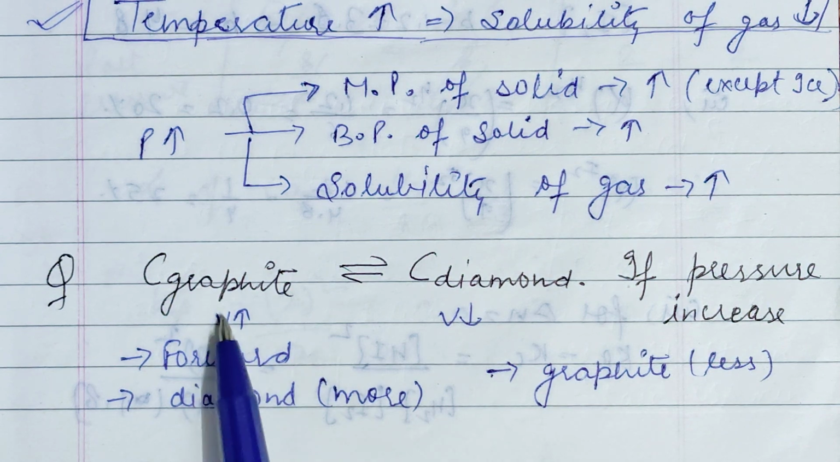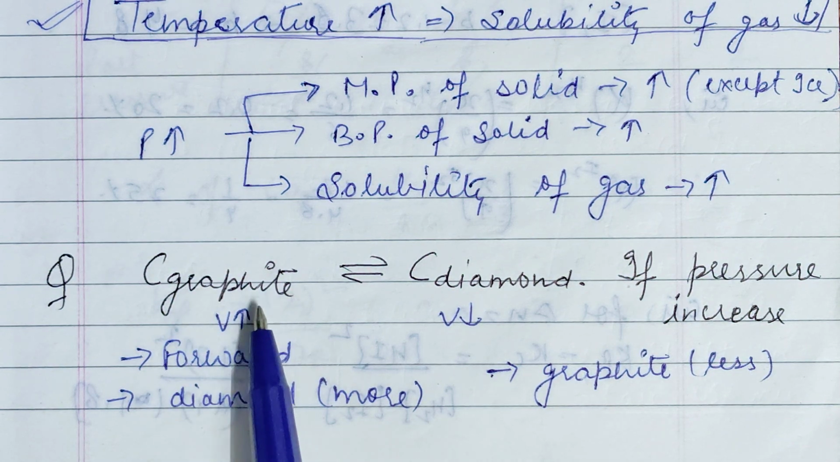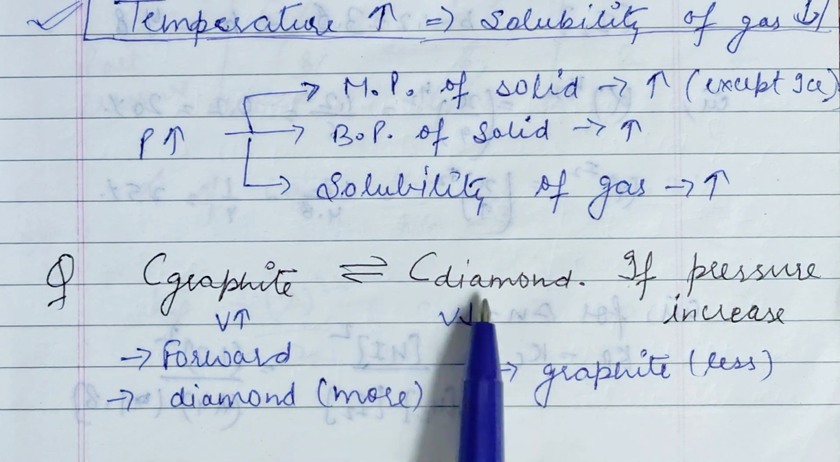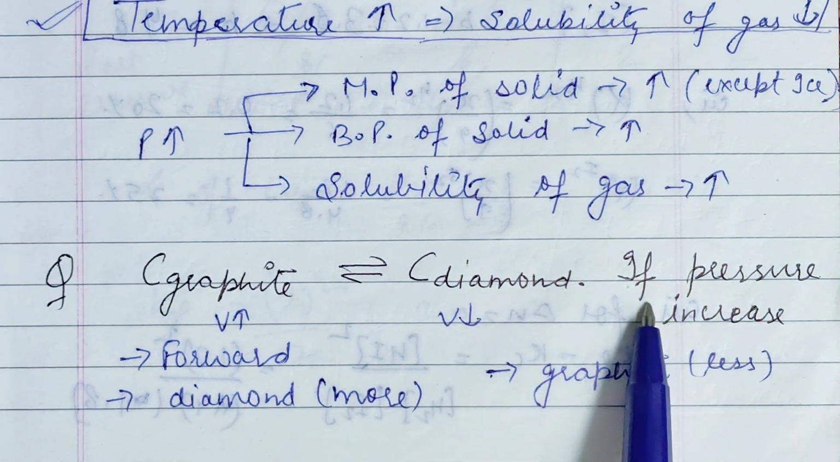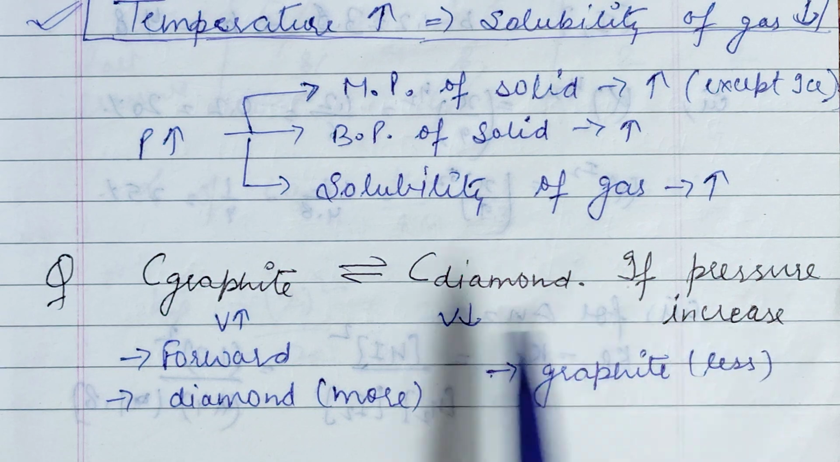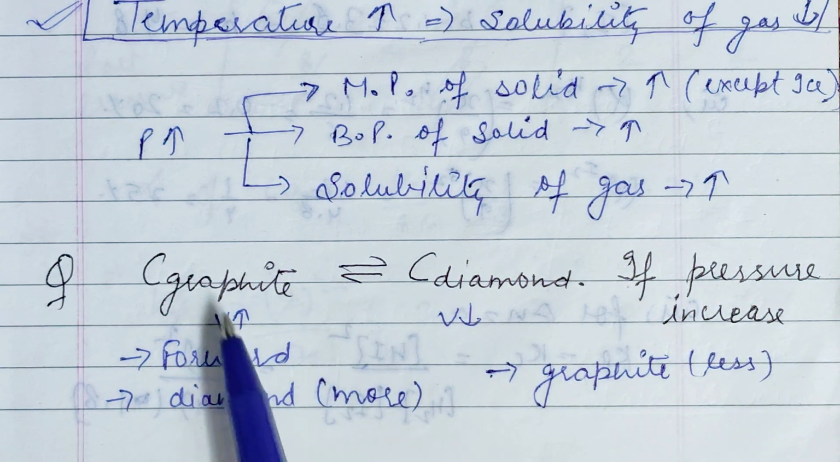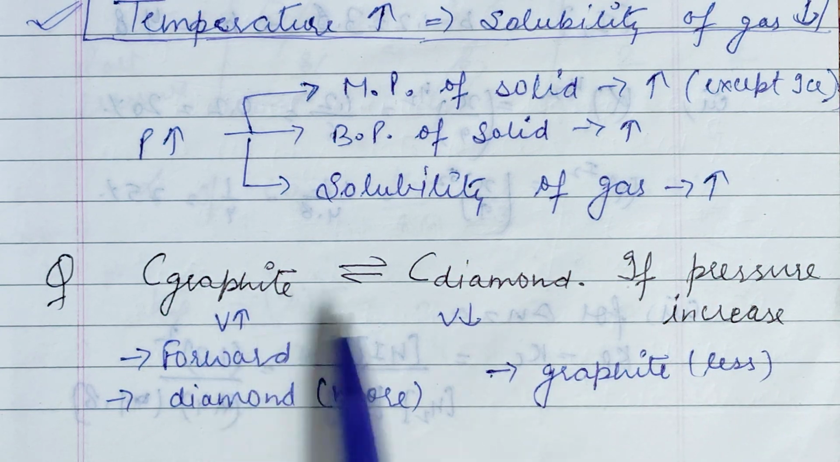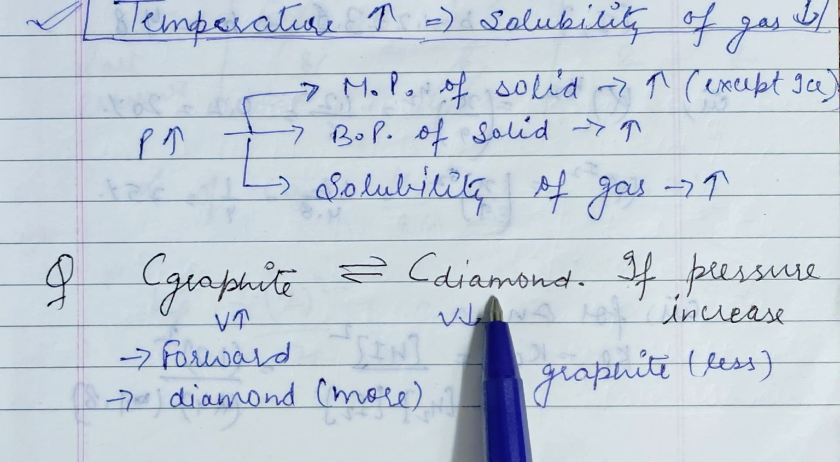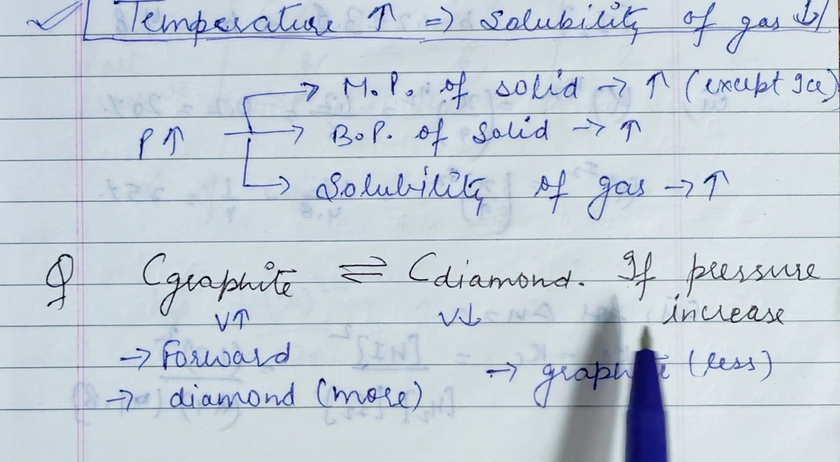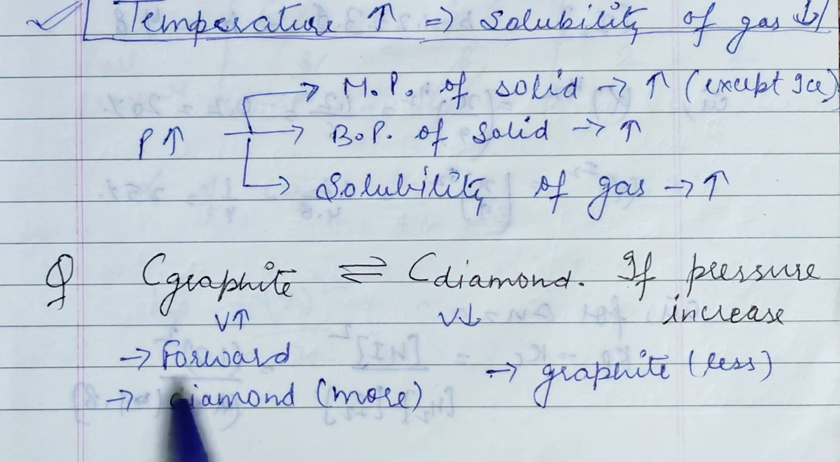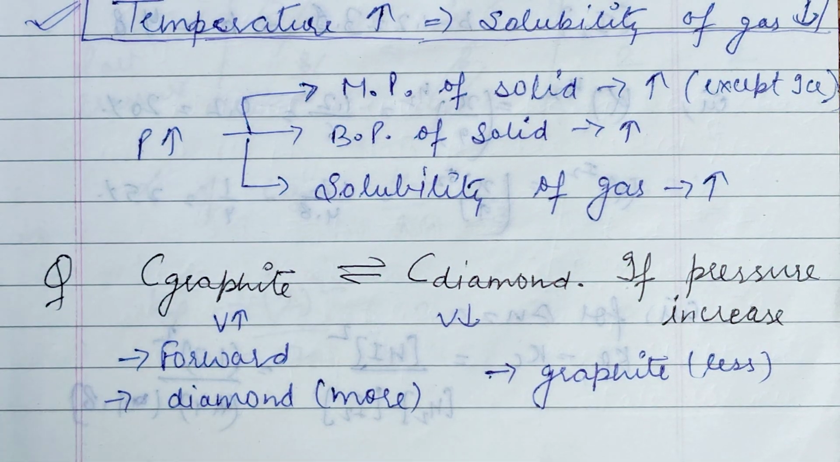Next is carbon. Example: graphite in equilibrium with diamond, if pressure increases. The volume of graphite is greater, so after coming to diamond, its volume decreases when pressure increases. So the reaction goes forward, and we obtain more diamond after increasing pressure, and graphite becomes less.